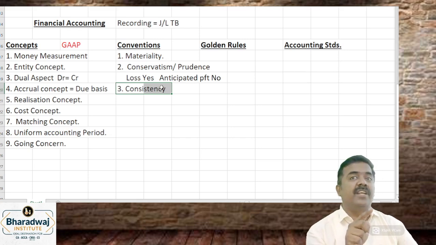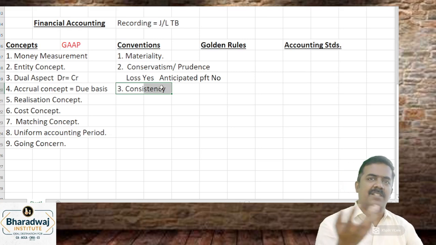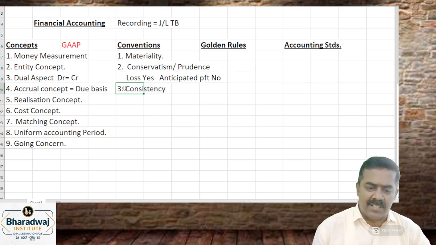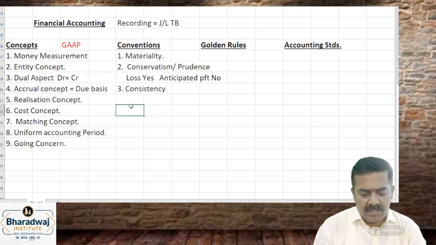Because of that, who's getting affected? Related parties are getting affected. If it is a family, family gets affected. Business gets affected. Partners get affected. Consistency. Don't change policies. Don't change policies. Next one is substance.